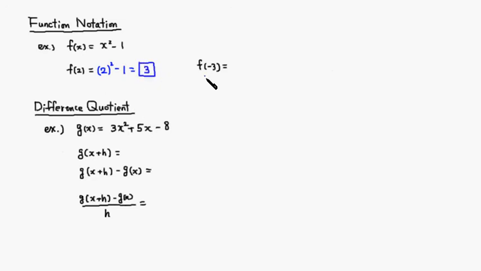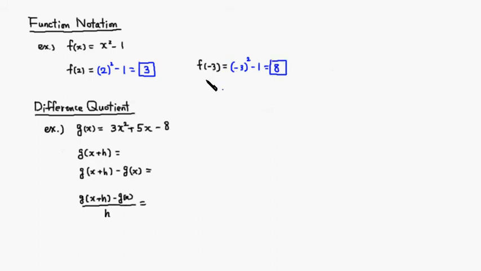Now f of negative 3, same way. Every time you see x, we put whatever is between the parentheses. So it's going to be negative 3, squared, minus 1. So negative 3 squared is a positive 9, minus 1 would be 8. So f of negative 3 is 8.